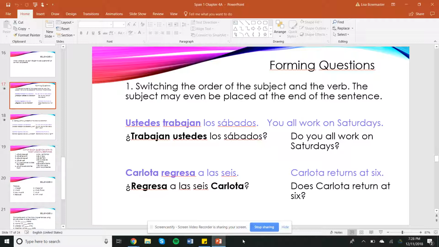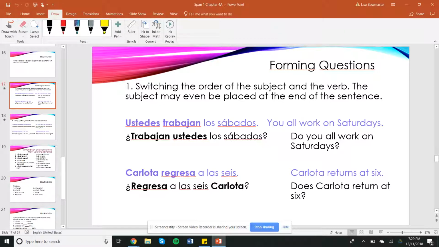So there's two ways we can form questions in Spanish. One you've probably seen a lot already. We switch the order of the subject and the verb. Sometimes we can even put it at the end of the sentence. So the purple here, that is the statement already.